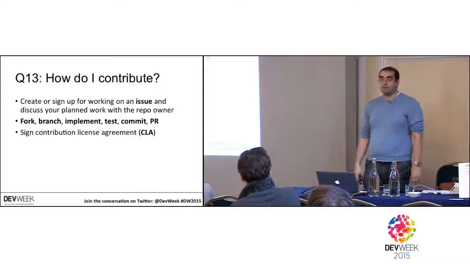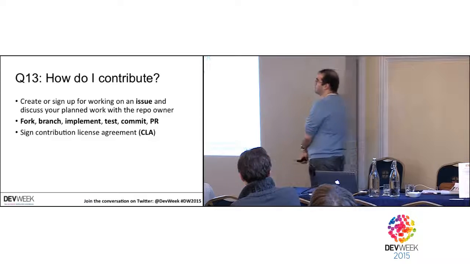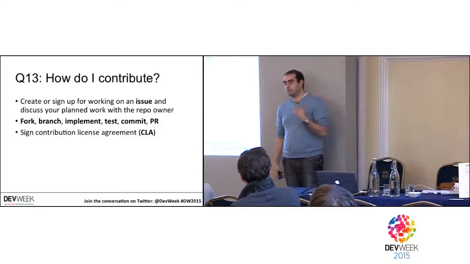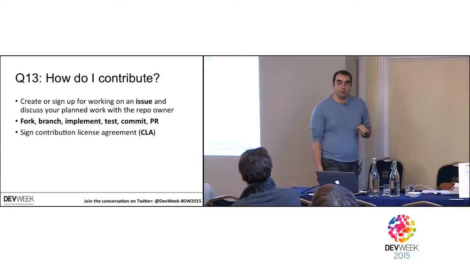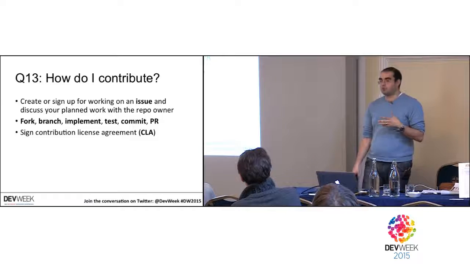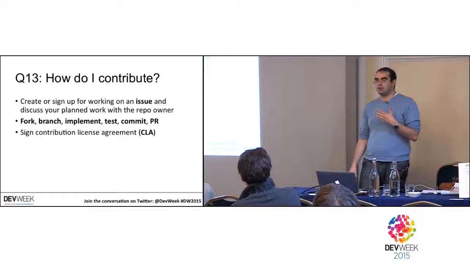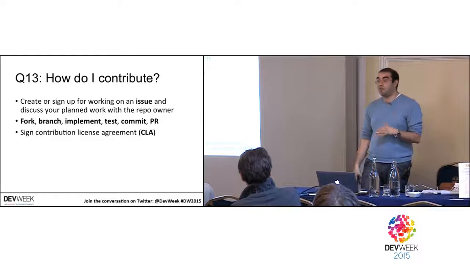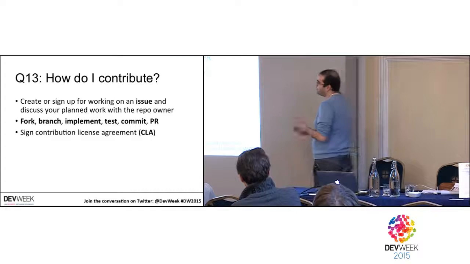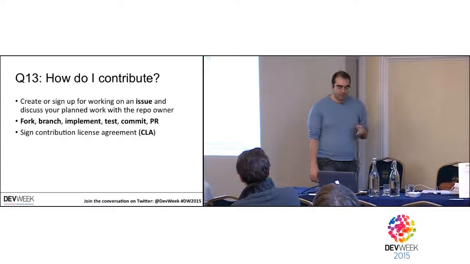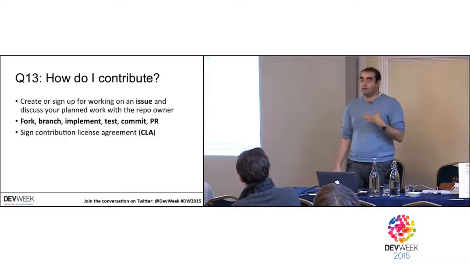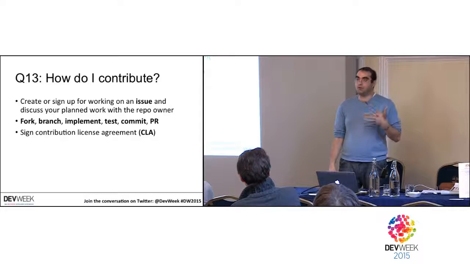The contribution process, by the way, is pretty simple. You create an issue, you discuss your proposed feature, bug fix, maintenance work with the repo owner, and they're very quick to respond. They try to close issues in a matter of hours because it's really, at least for now, a very high priority for them to engage with the community. You fork, you implement, you test, you commit, you issue a pull request. Again, usually in a matter of days, they are either approved or you get feedback.